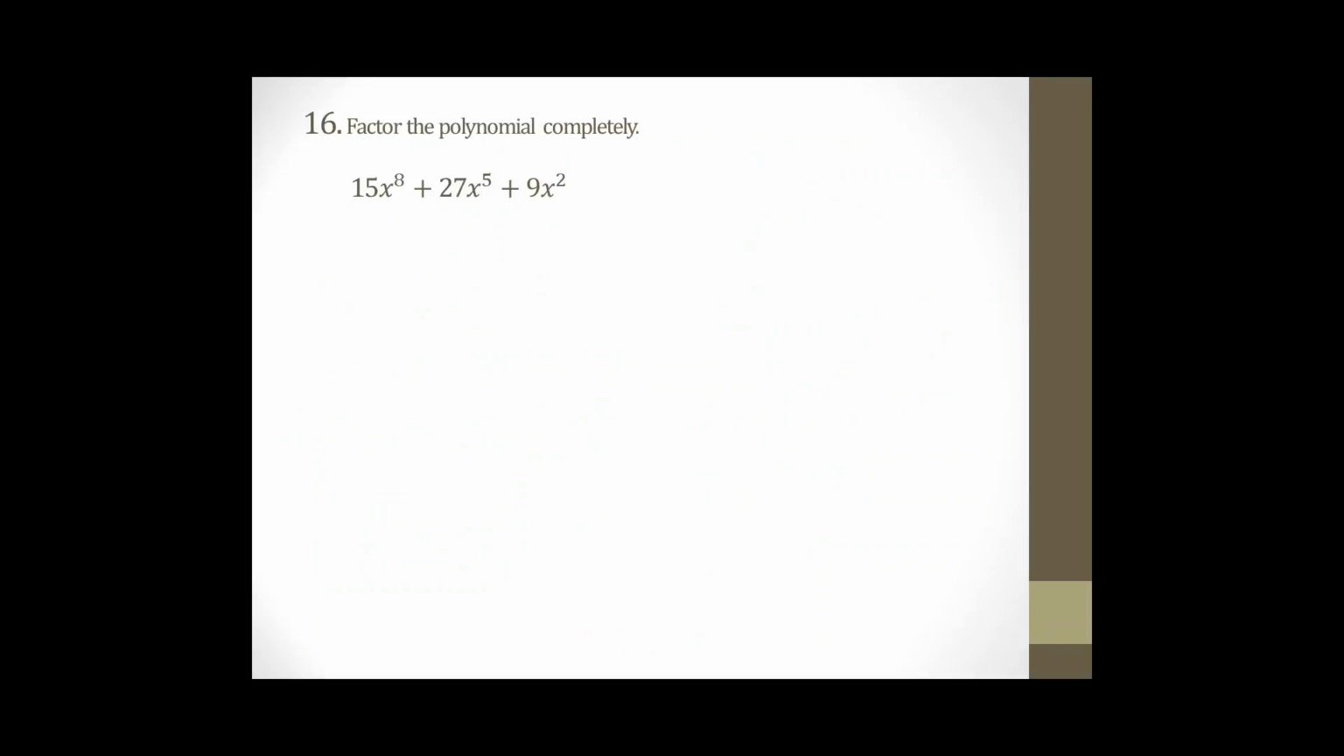So when we factor a polynomial, we want to always first check and see if we have a greatest common factor or a GCF that we can factor out. So we have 15x to the 8th, 27x to the 5th, and 9x squared. So what's the greatest common factor between 15, 27, and 9? 3 is the greatest common factor between those three coefficients.